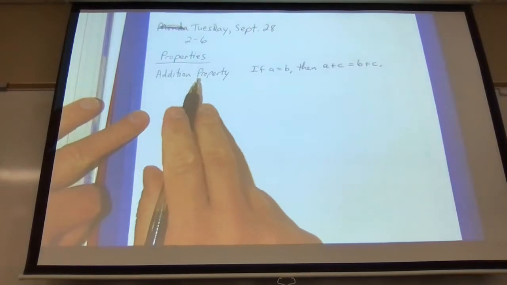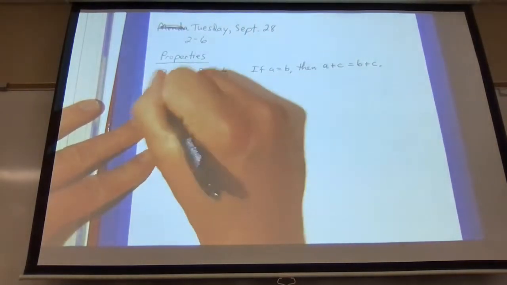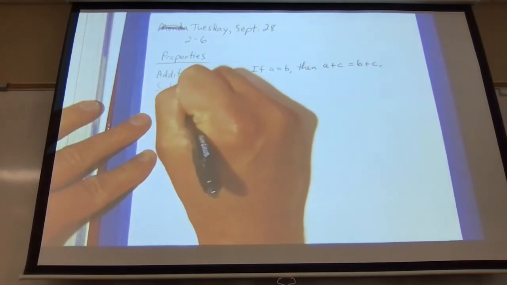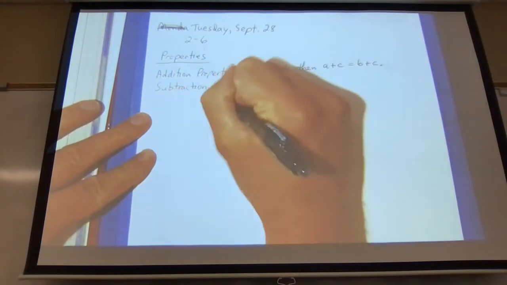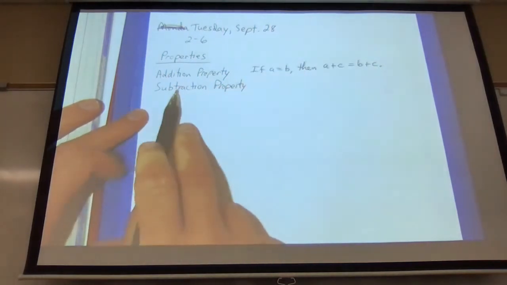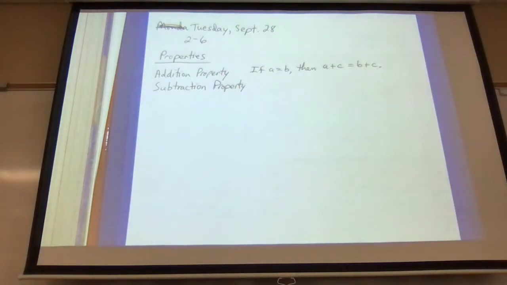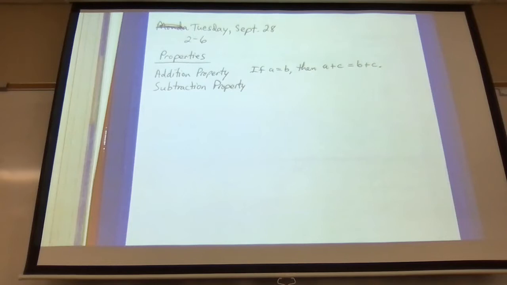Addition property's first. What do you think second? Subtraction property. Now, if you're going to abbreviate subtraction, you're going to have to go to four letters, and I'll show you why here in a second. We also have a substitution property coming up in a little bit, so if you just abbreviated SUB, that's going to cause problems. If you do abbreviations, make sure you abbreviate it enough so I know which one you're talking about.